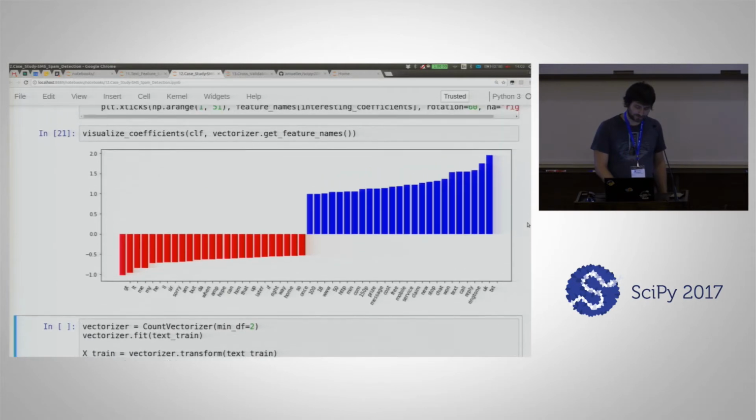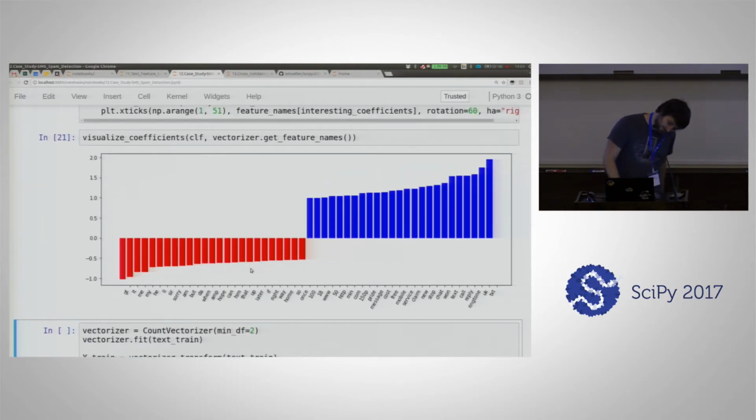I'm not sure how well you can see this. So the negative ones are associated with the class 0, so with the not spam class, and the blue ones, or the positive ones, are associated with the spam class. First thing that I see is that the blue ones are much bigger than the red ones, so it's easier to pick a word that's indicative of being spam than being indicative of not spam.